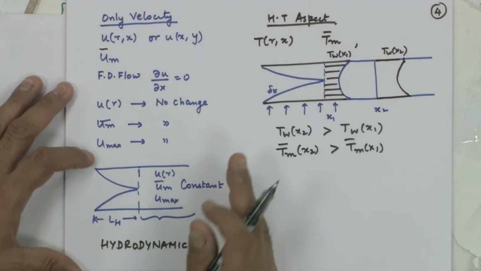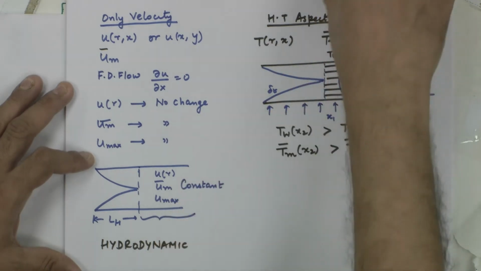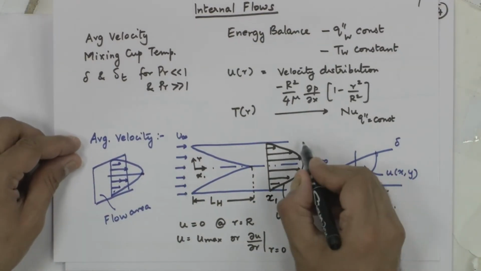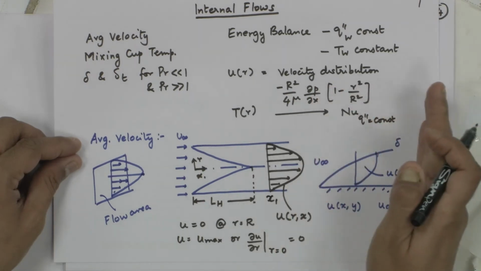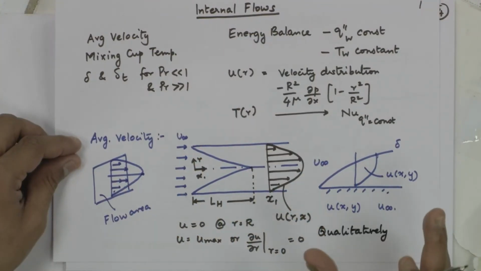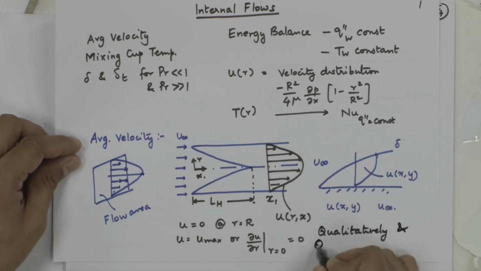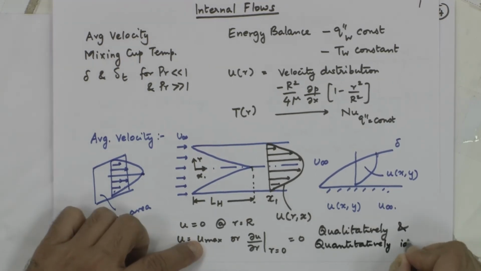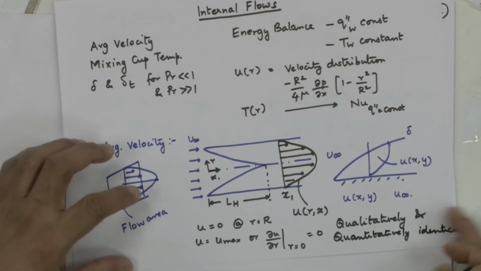What is the difference between hydrodynamics and heat transfer? Here, if I took a picture of the velocity profile at a particular location x1, and I keep the velocity profile at any location x2, x3, x4, x5 downstream of x1, the velocity profile would be qualitatively, that means shape wise, and quantitatively, that means number wise, identical. This is very important.